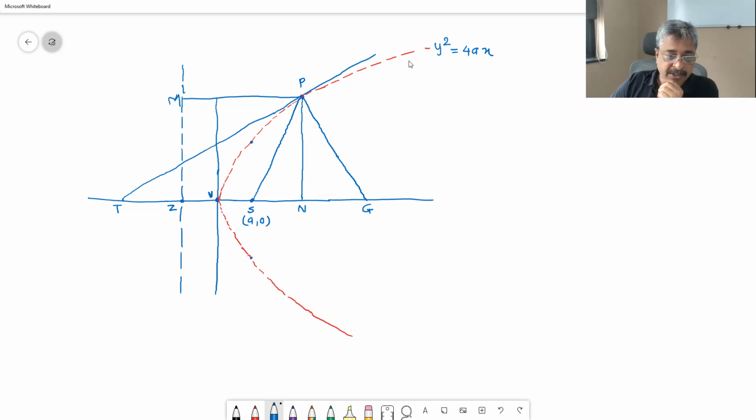Equation of the directrix is x plus a is equal to 0. This much information we already have. Now, property number 1.